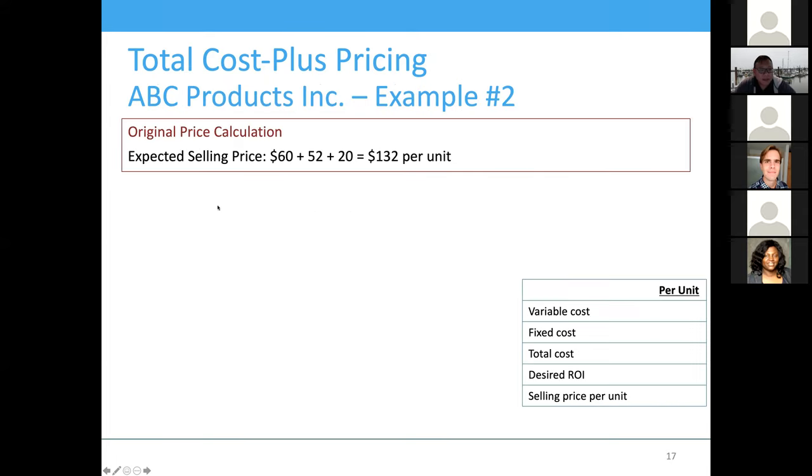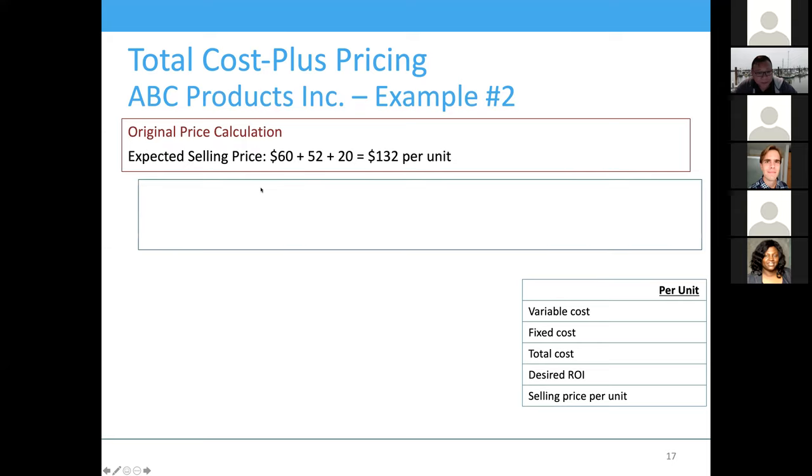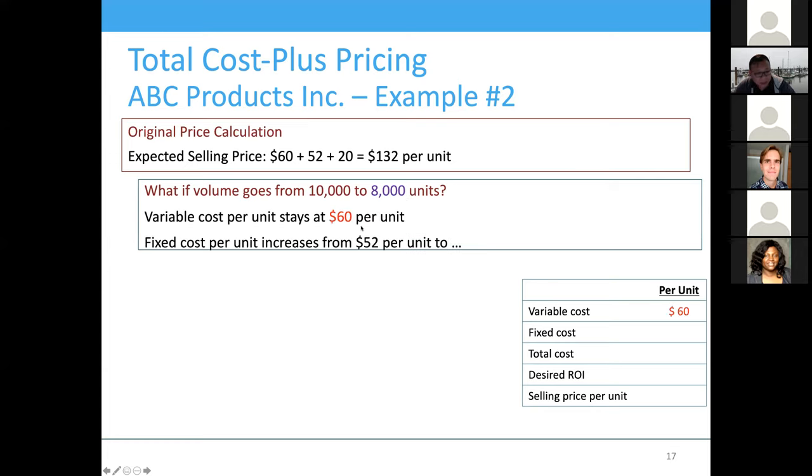Okay, so let's take a look at the same example, but now let's change the volume. The volume was 10,000. What if it's 8,000? Let's see how these numbers will change. The variable cost is still 60. So the fixed cost increased from 55 to what? It was 55 for 10,000 units. Now it's 8,000.